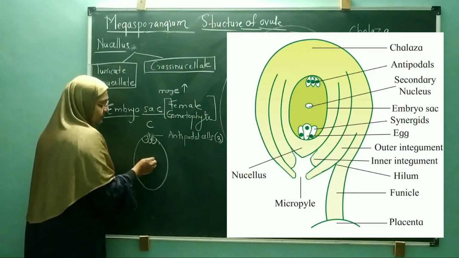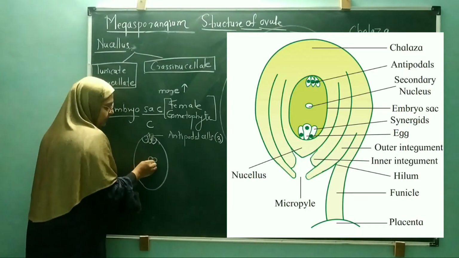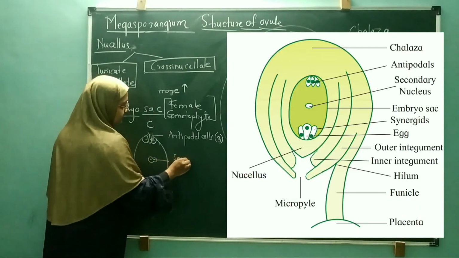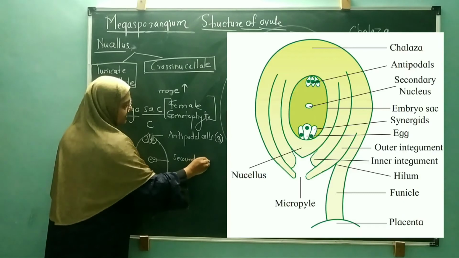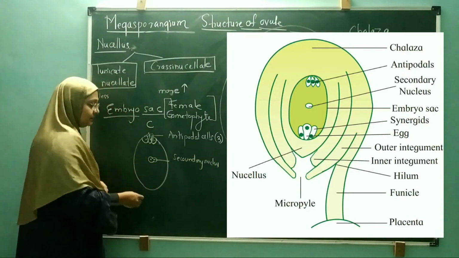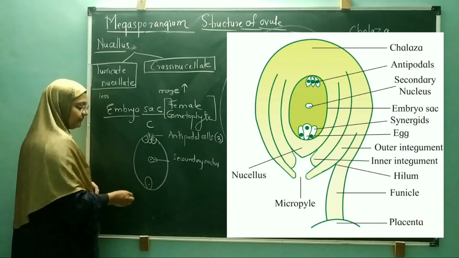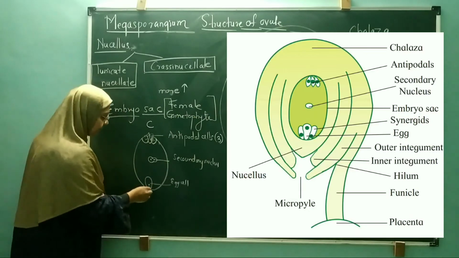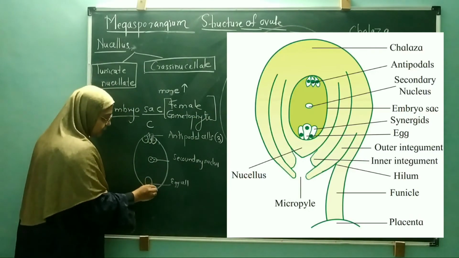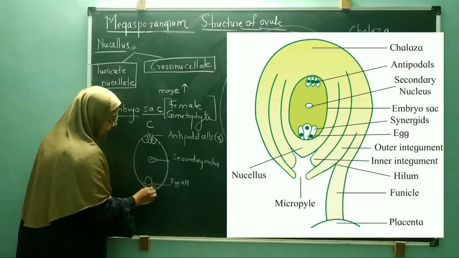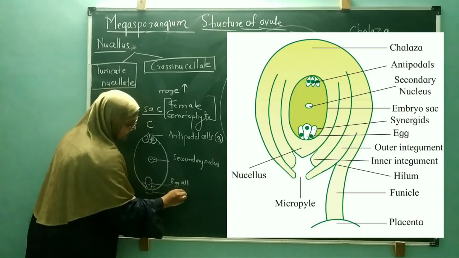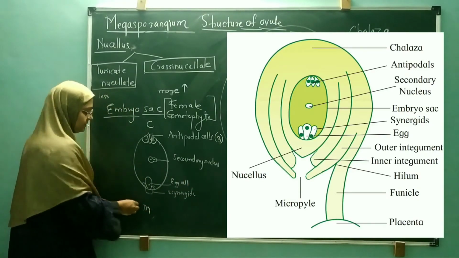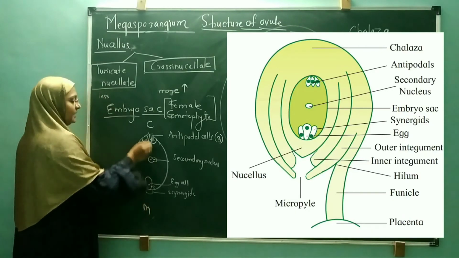The next. Here the 2 cells get fused, forming only one bigger cell which has 2 nuclei, called a secondary nucleus. And here the 3 cells: one is the bigger one, which is called an egg cell. Observe in the diagram, the egg cell, and 2 small flanking cells called synergids. So this is at the micropylar end. This one is the M, the micropylar end. This is the C.